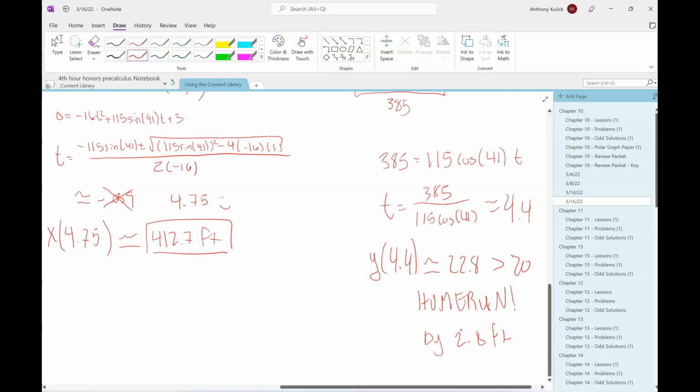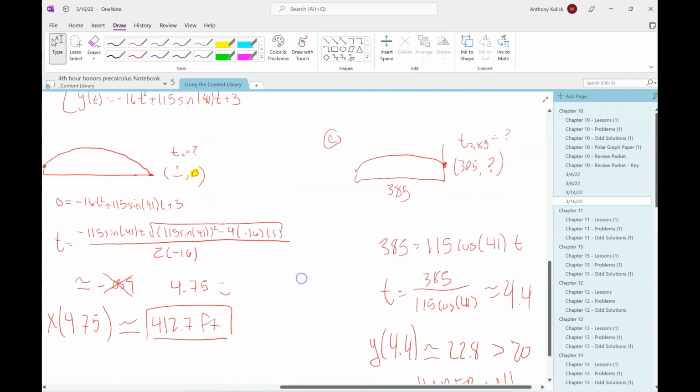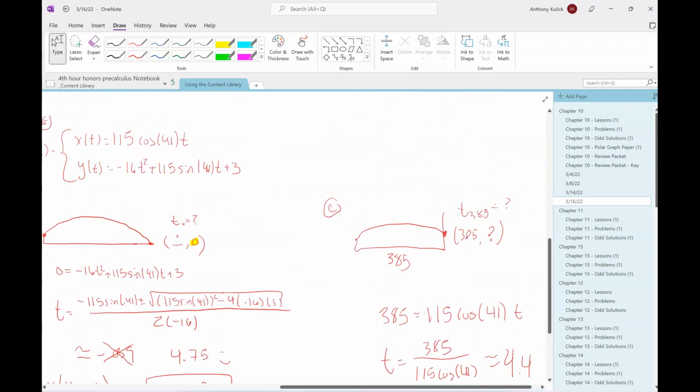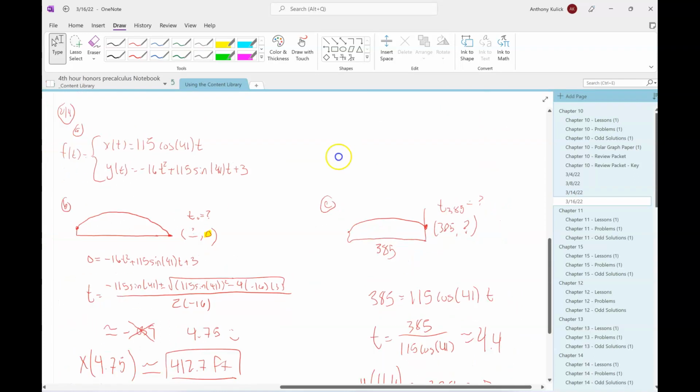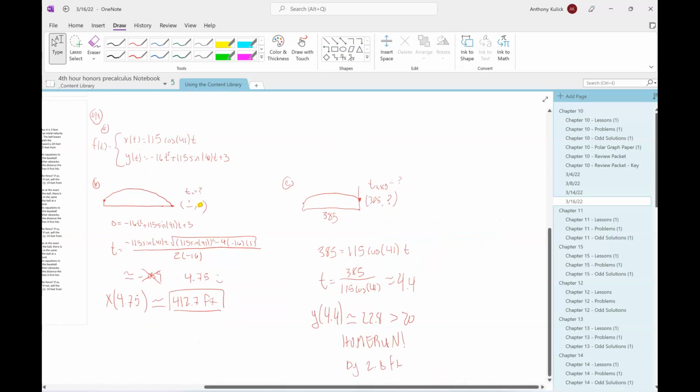Wait, is 150 cosine 41t, is that x of t or y of t? What was the original? Okay, x of t. Wait, can you solve that for something? How about I do that and just size it so it all fits on the screen at once and we can all look at whatever part we're interested in.